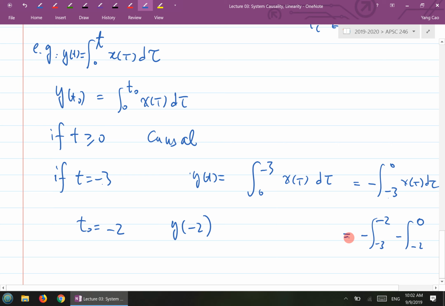So the bottom line is, always look for the relationship between the inputs and the outputs. You can set yourself at a certain time moment, t naught, and examine the relationship, to see if there's any dependency of the current output on the future inputs. If not, then that's perfect. That's a causal system. If yes, then it's a non-causal system.